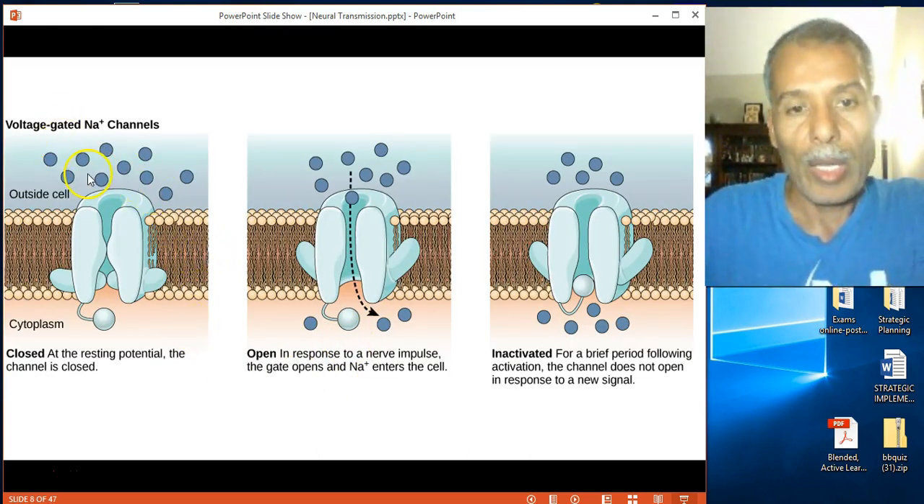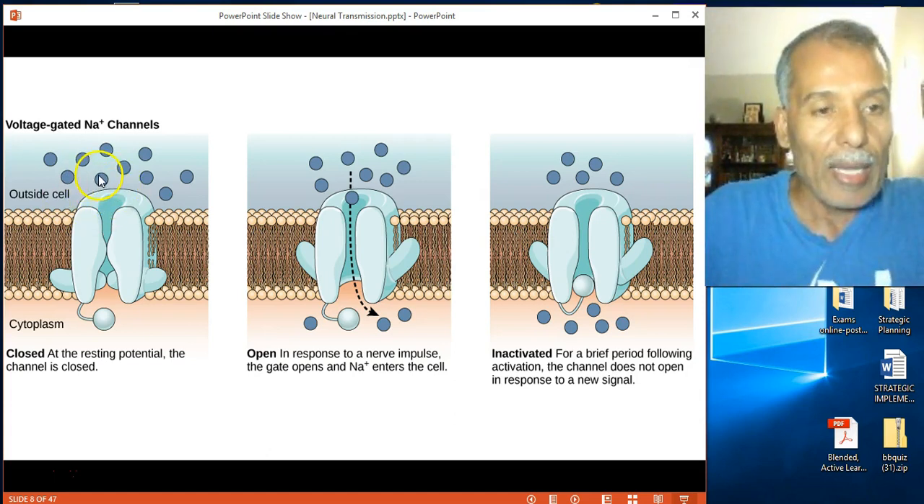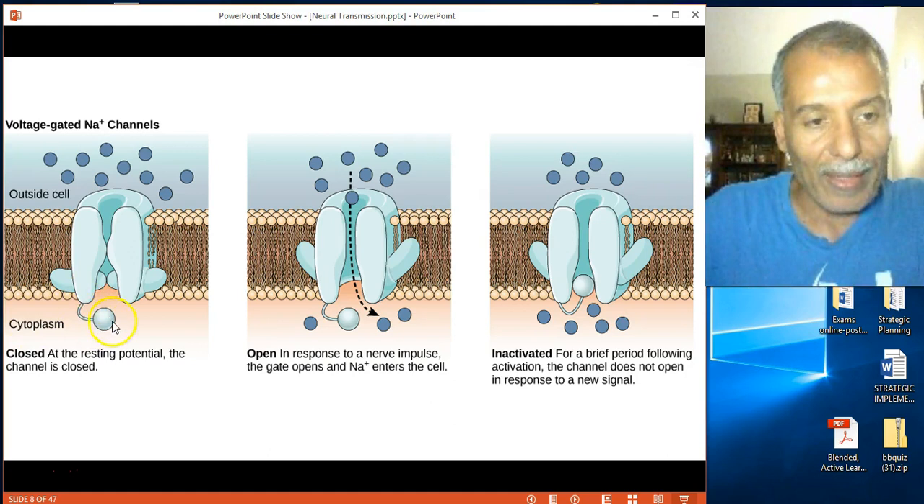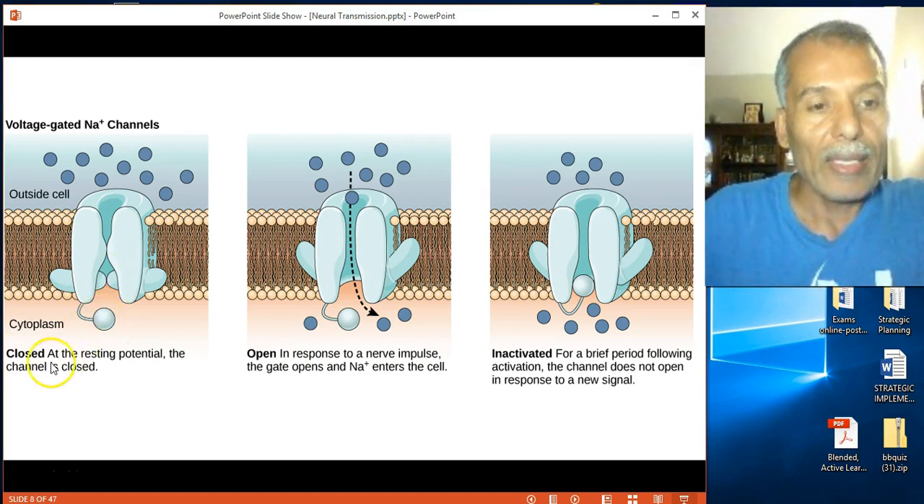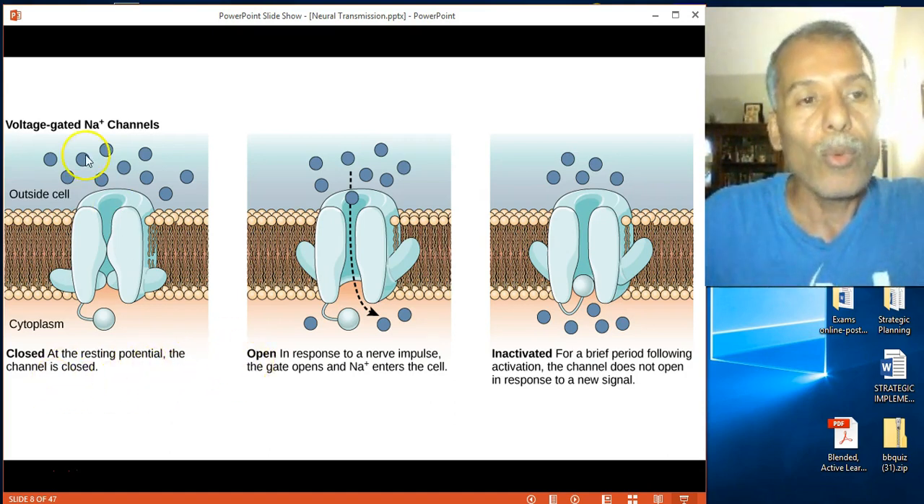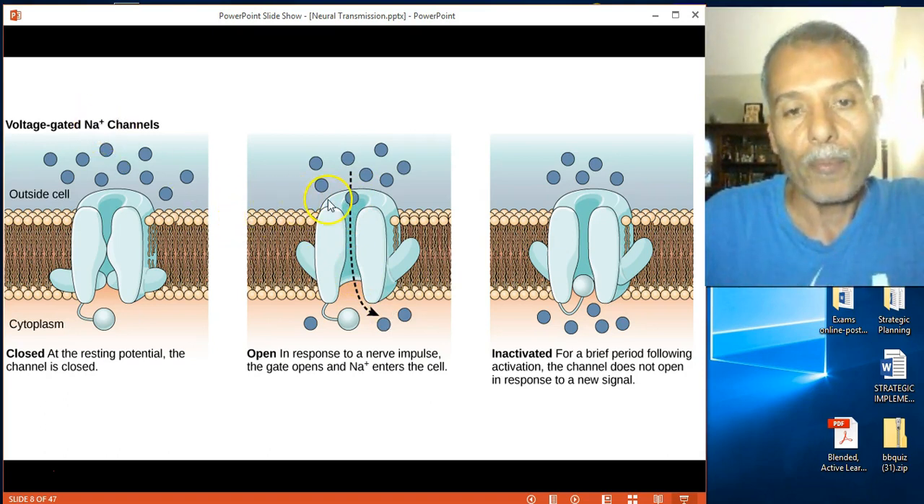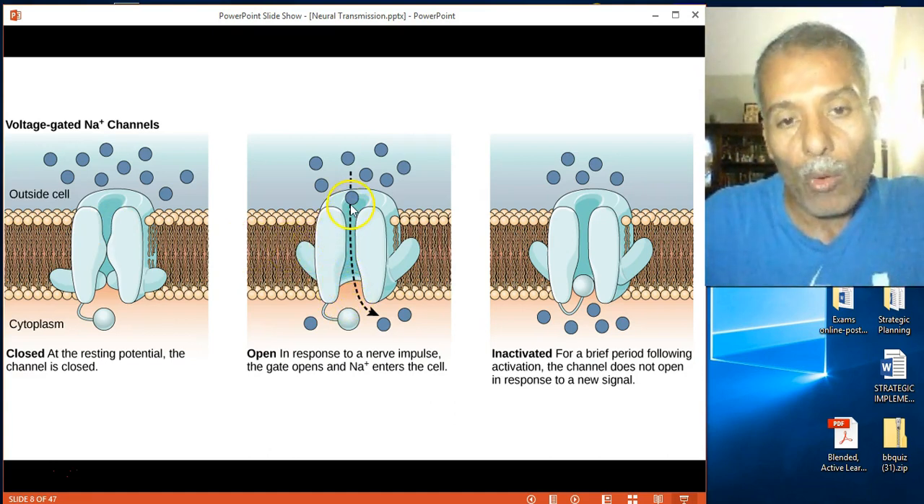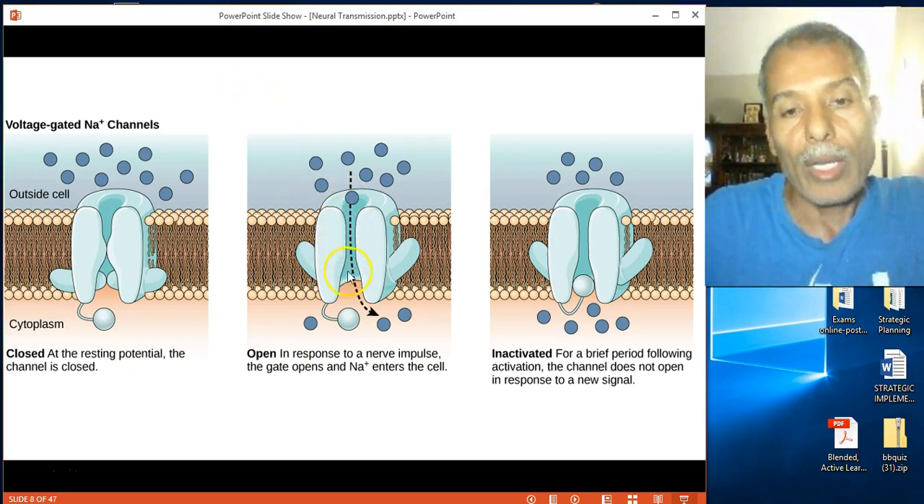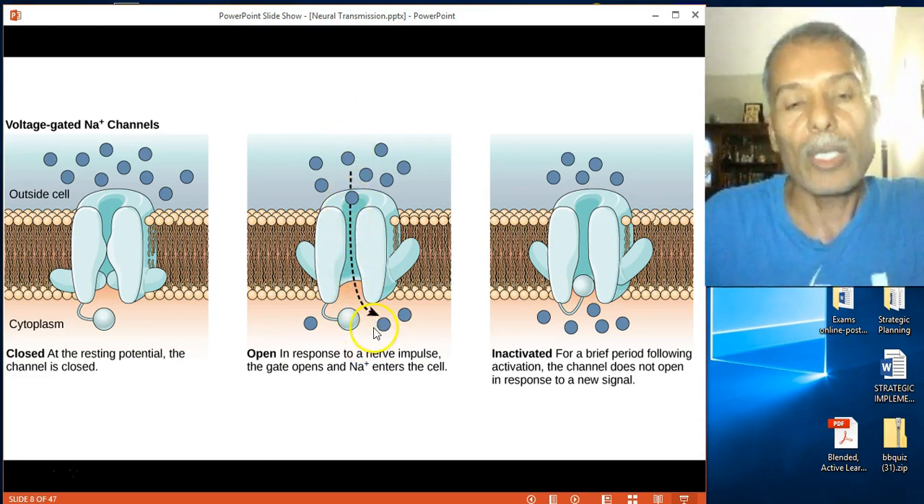So let's look here. We have a channel here, and you can see it has a gate, that little lock at the bottom of it, and it is closed at resting potential. And then when a neurotransmitter, for example, binds or something happens here, it is going to open it so that it will allow the ions to go in, sodium in that case. But here it is closed. Or if there's an action potential that causes it to open, it is going to bring in sodium from outside to the inside, to the cytoplasmic side.